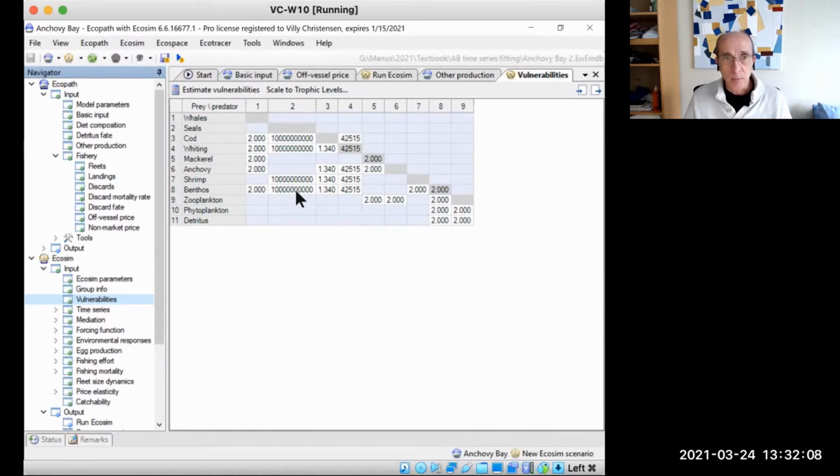We have an estimate for seals, that's a very high vulnerability, couldn't get any higher on that. For cod it's much lower, and for whiting it's a higher vulnerability again. It doesn't really matter, you can do this with the default vulnerabilities if that's what you have in your model. I'm just looking here because this helps explain what happens later.